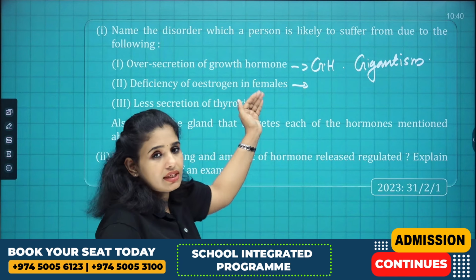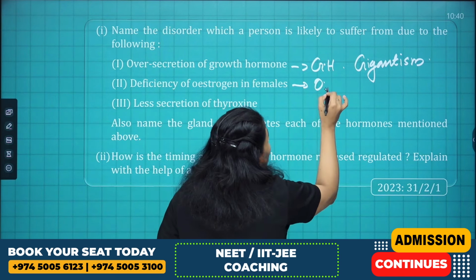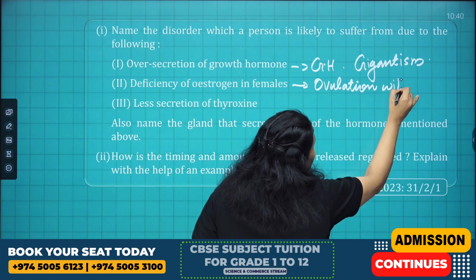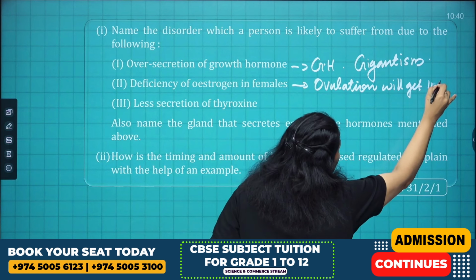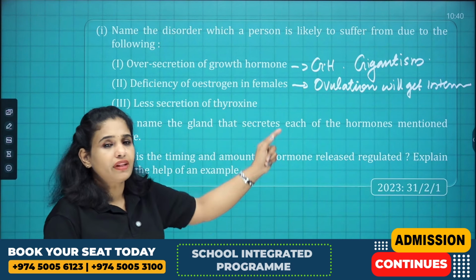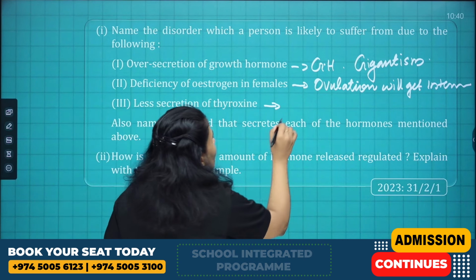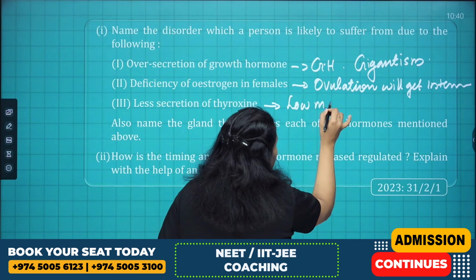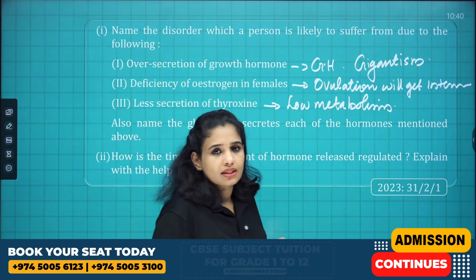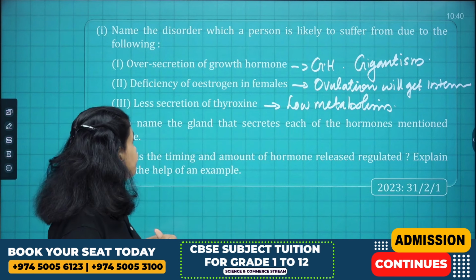Deficiency of estrogen in females causes ovulation to not occur. Ovulation will get interrupted. Okay. And less secretion of thyroxine. Less secretion of thyroxine leads to low metabolism. When low metabolism happens in our body, that causes obesity.